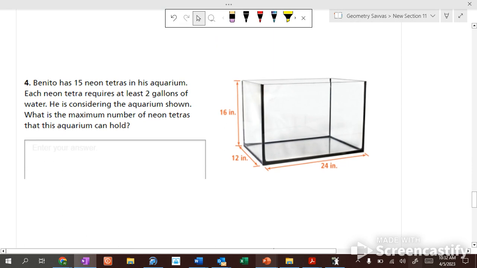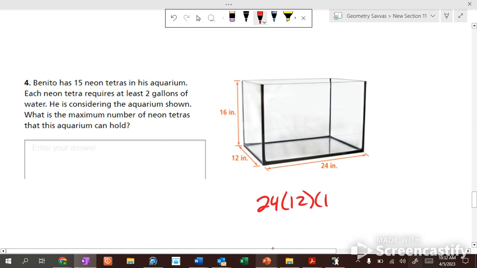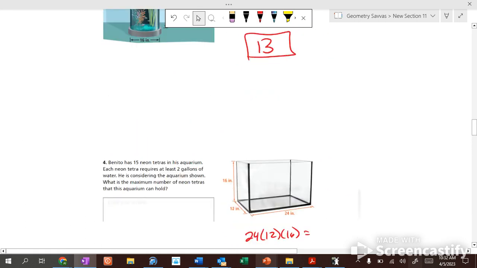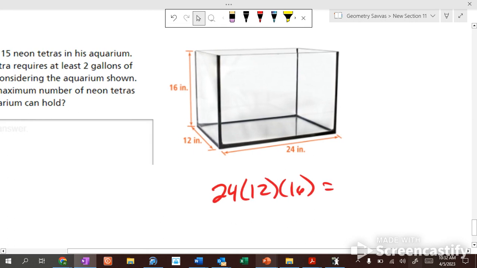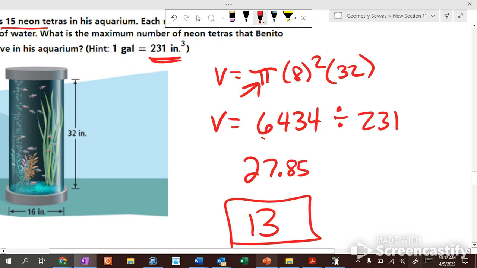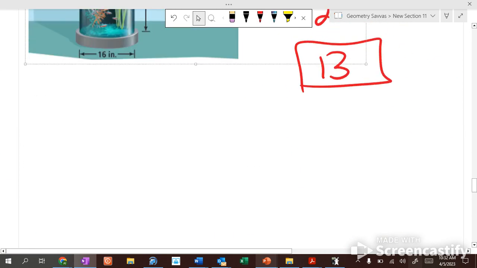Benito still has the same 15 neon tetras, but he gets a different tank. Can he put all 15 in there? I bet he can, but let's see. Take 24 times 12 times 16. Is it a bigger tank? What is it? 4,000. It's already smaller. Hey, this one was 6,000. Oh, pictures are deceiving.